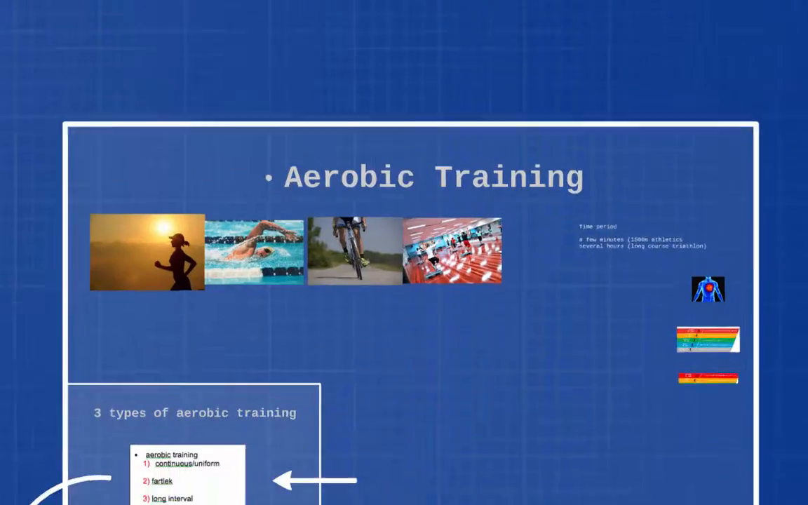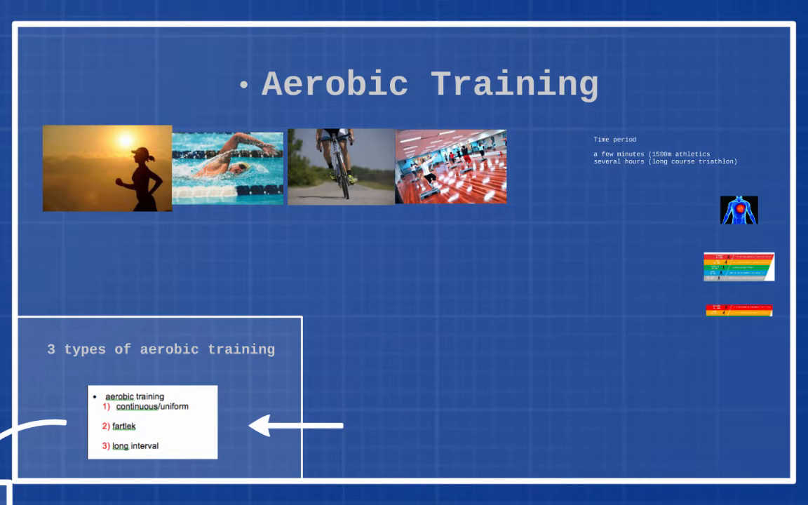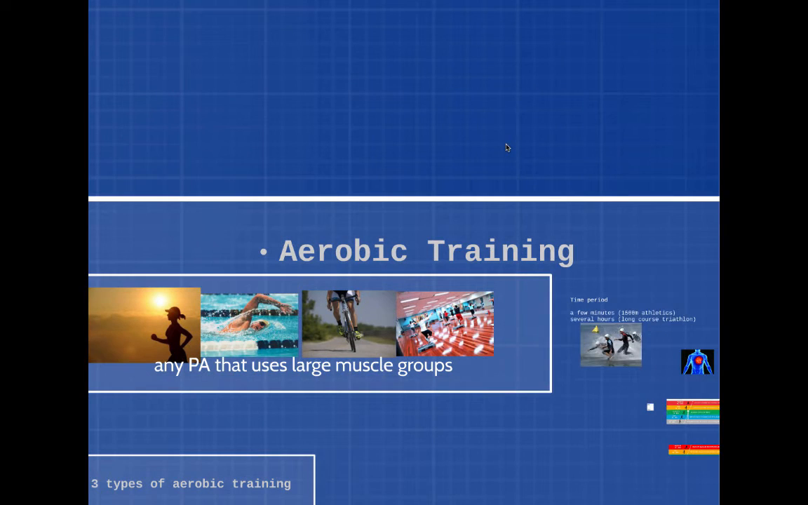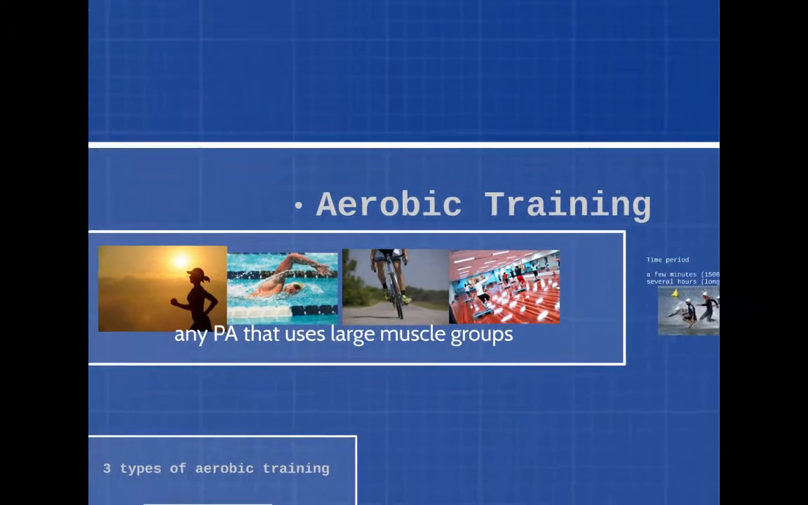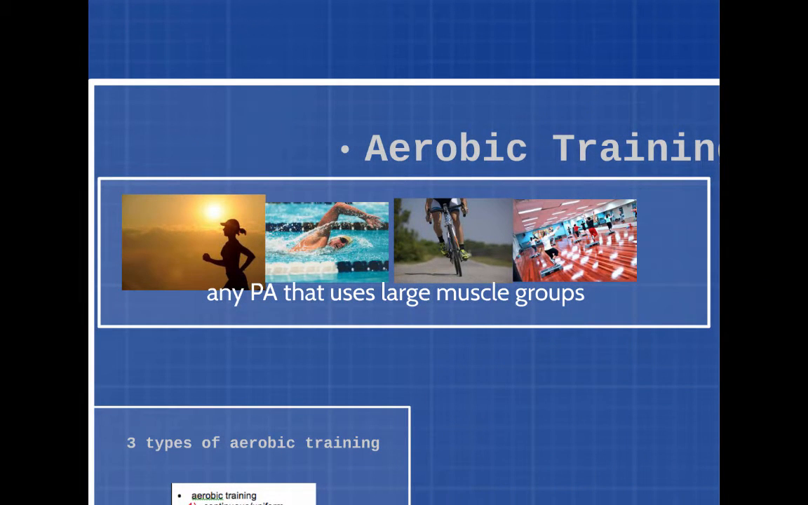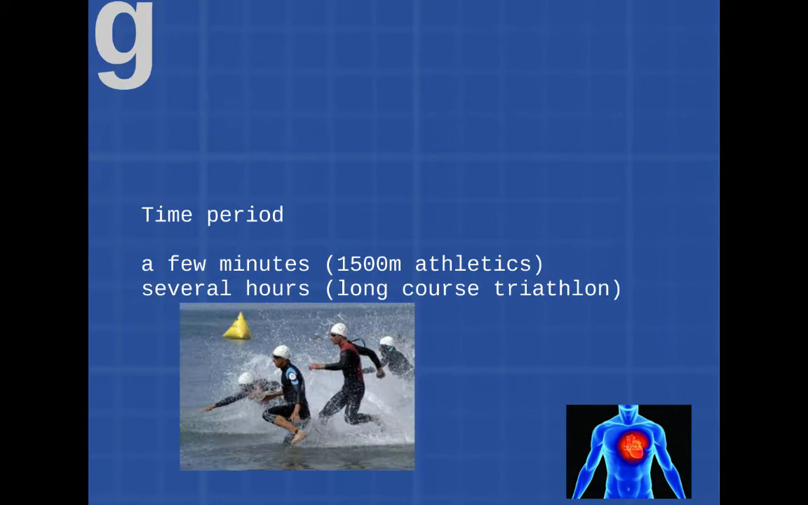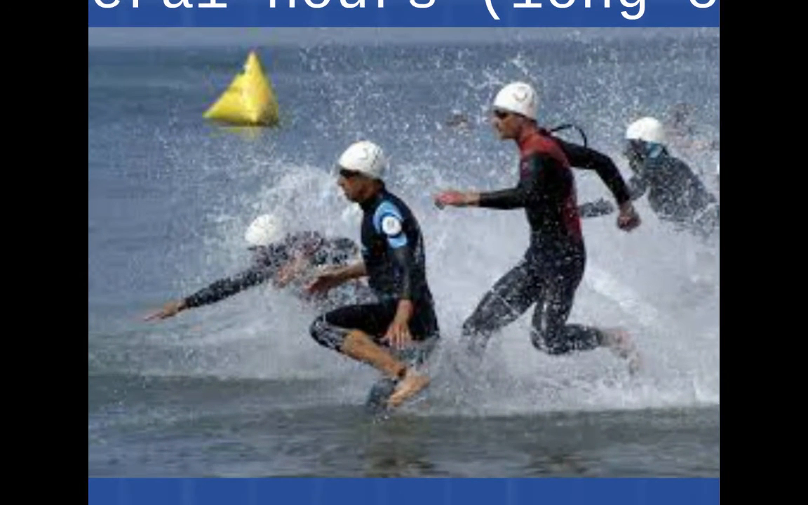So to the actual dot point of aerobic training, and the starting point should be to define exactly what is aerobic training. Aerobic exercise is any physical activity that uses large muscle groups and can be maintained continuously for a period of time, either a few minutes or up to several hours. The 2 examples I have on the screen are the 1500 metres in athletics, which is approximately about 4 minutes, and the Ironman triathlon, which is about 9 to 10 hours, depending on your ability.